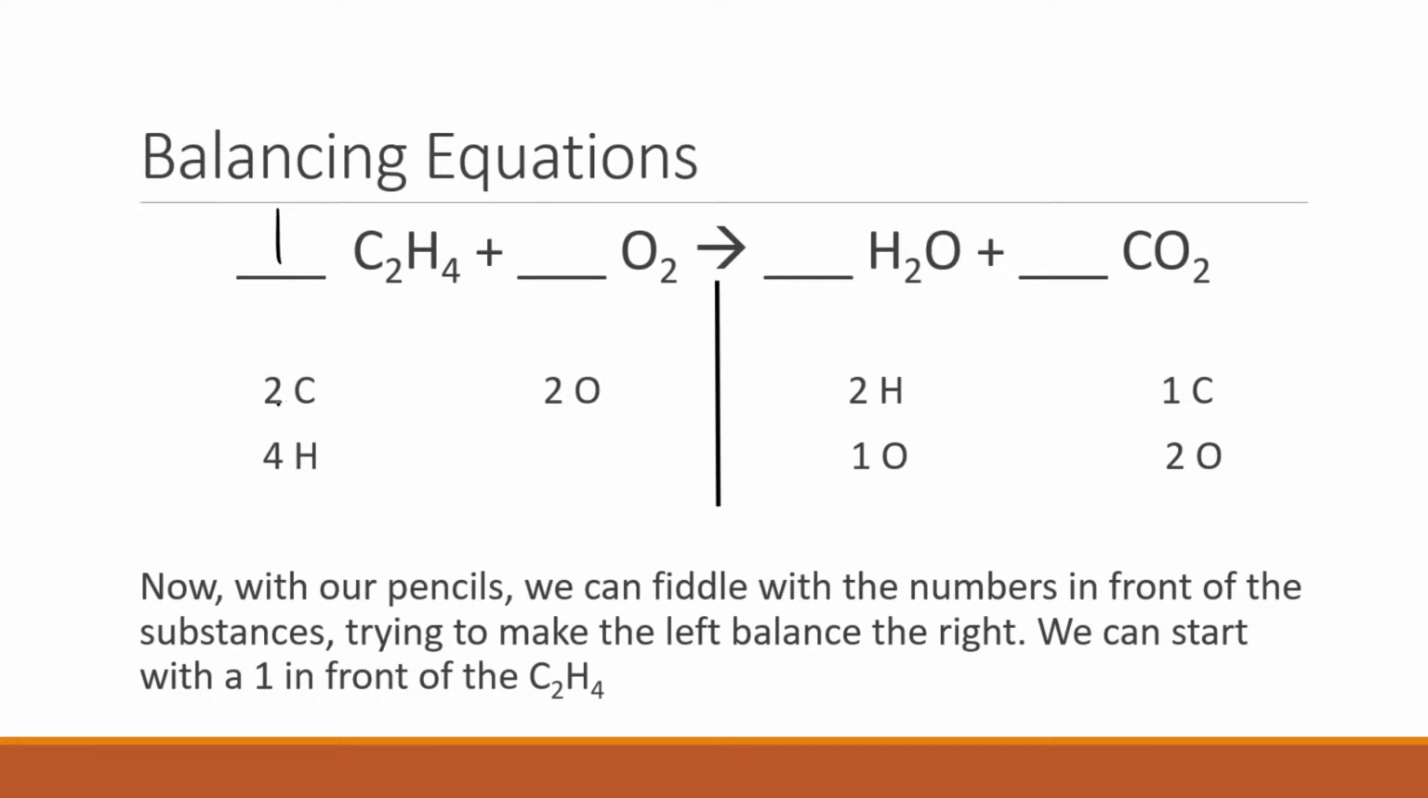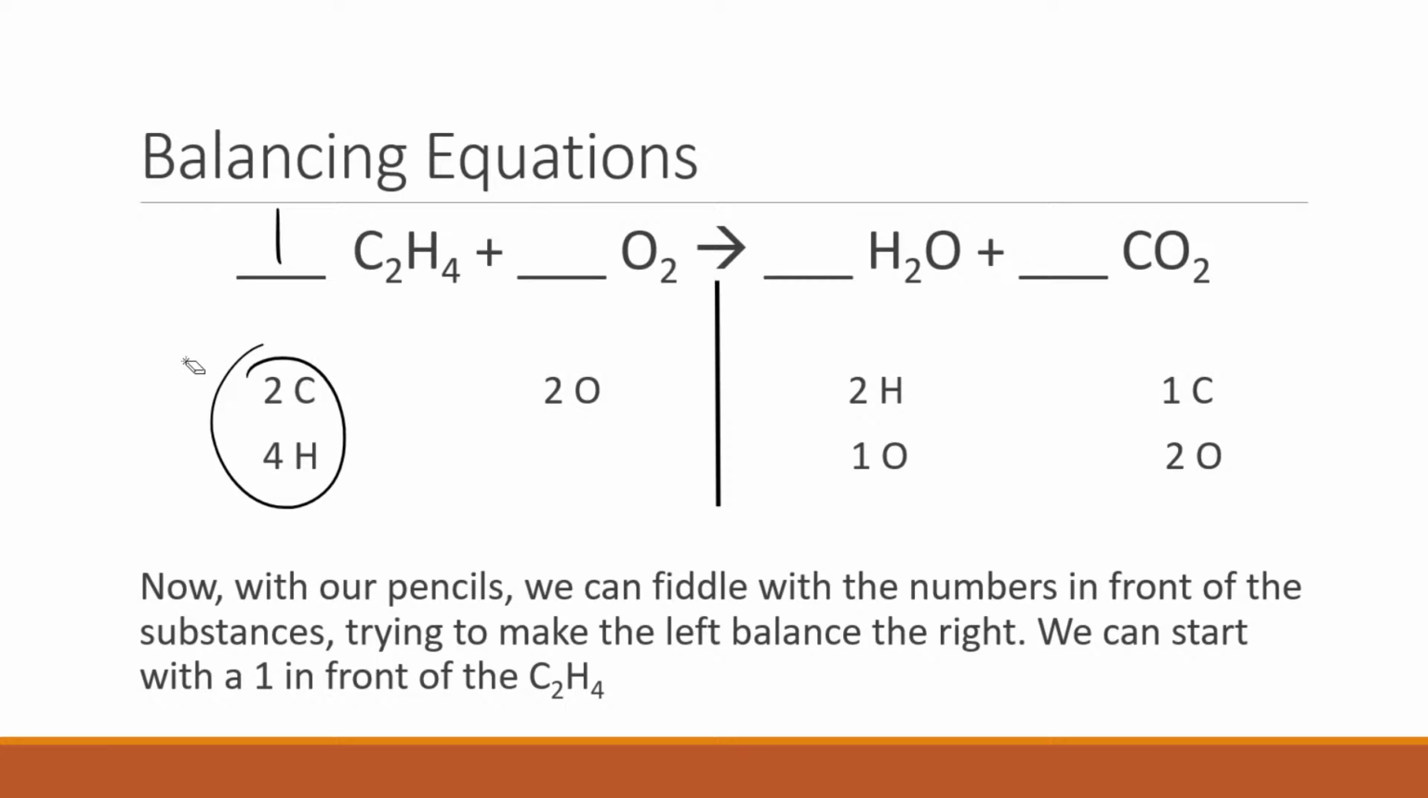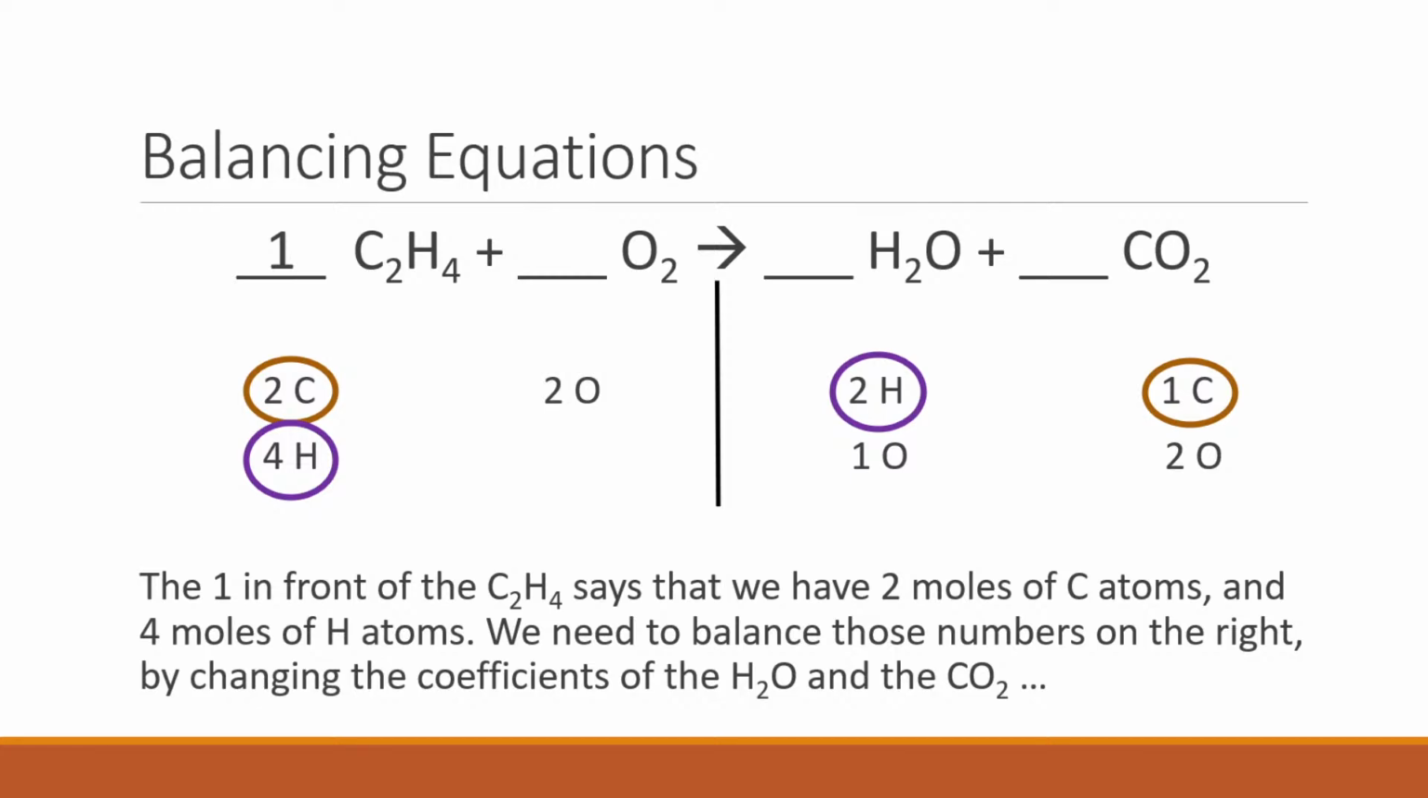Right, I get 6 atoms here, but there's only 2 here, 3 here, 3 here. So my biggest thing, the one with the most atoms in it, is going to be C2H4. So I'm going to put a 1 in front of C2H4 and see how that affects my equation. Putting a 1 in front of the C2H4 means I have 2 carbons and 4 hydrogens. But on the right side, I've got 2 hydrogens and 1 carbon, so that's not lined up nicely.